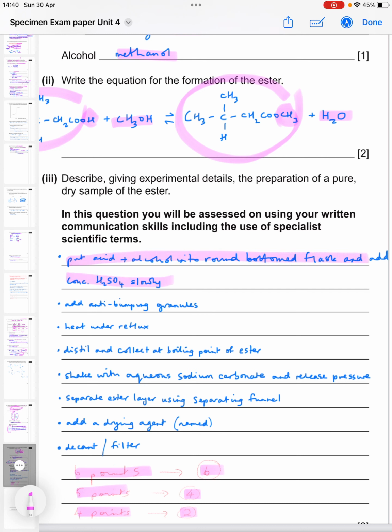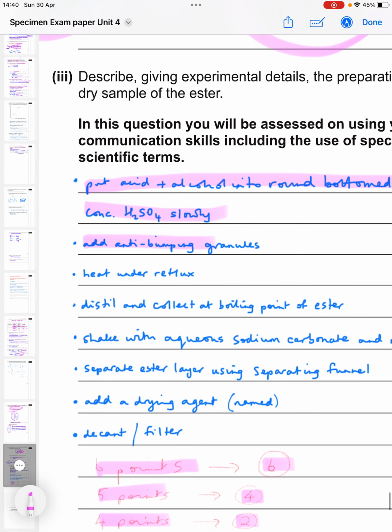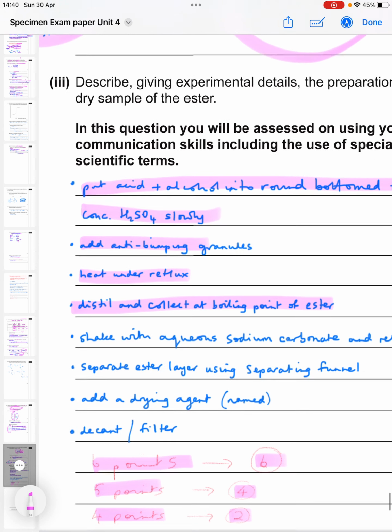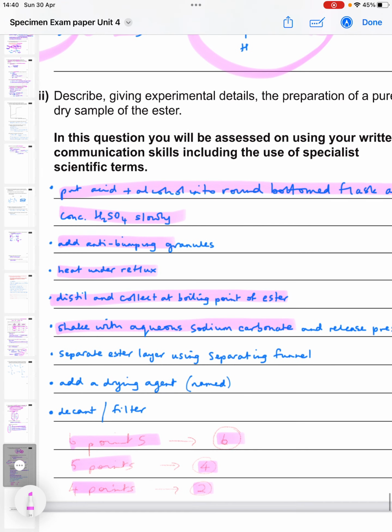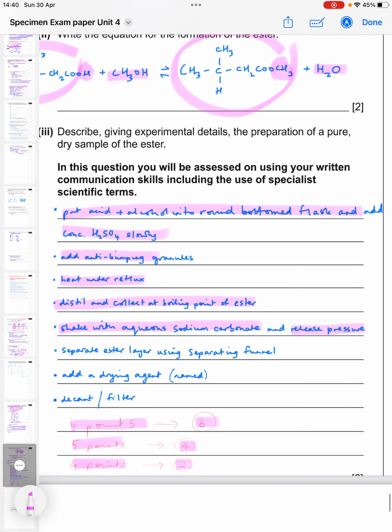So first point, put the acid and the alcohol into a round bottom flask and add conc H2SO4 slowly. Then add anti-bumping granules, then heat under reflux, distill and collect at the boiling point of the ester, then shake with aqueous sodium carbonate and release the pressure. Separate the ester layer using a separating funnel, then add a drying agent, you'd have to name that, so whatever you've used which is appropriate, and then decant or filter it.